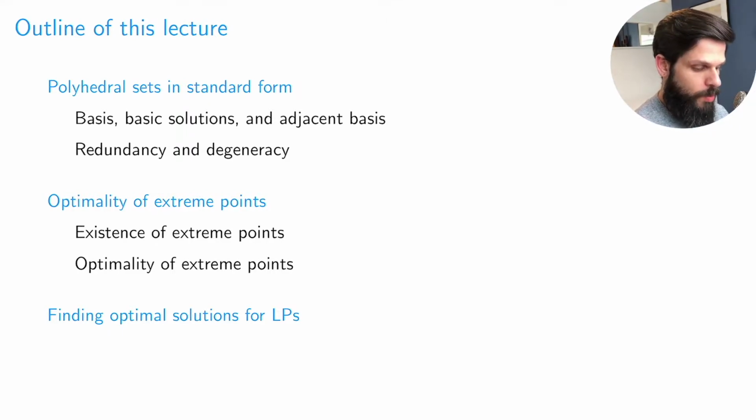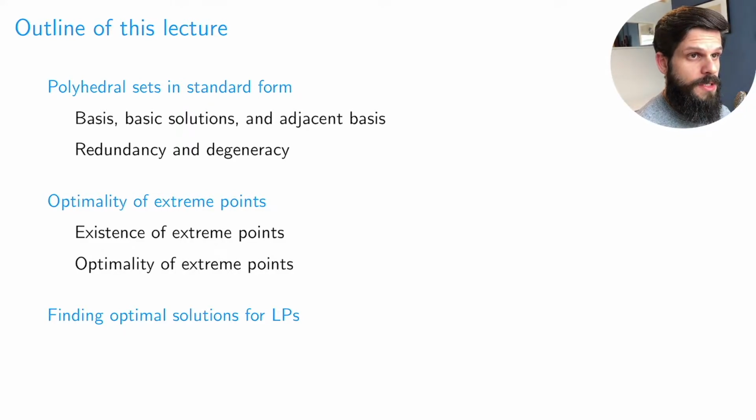And we'll see how this connects with the notion that we saw last class in terms of bases and basic solutions and so on. Then we're going to look into the consequences of having redundancy, which correlates with that standing assumption we've been having of linear independence of the columns of a matrix. So basically, we'll look into what happens when it's not the case and what we can do about it.